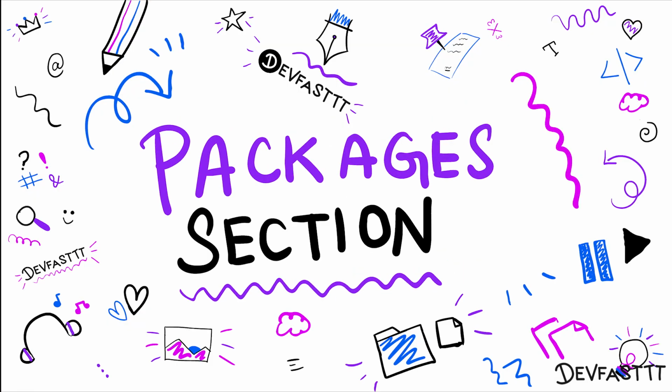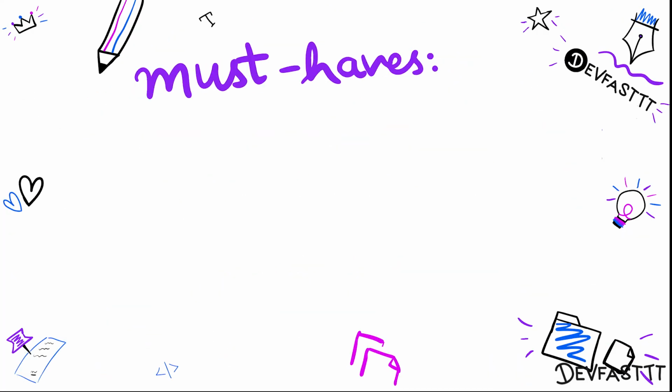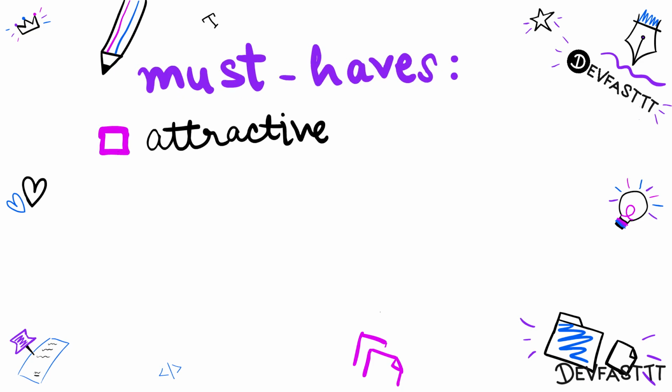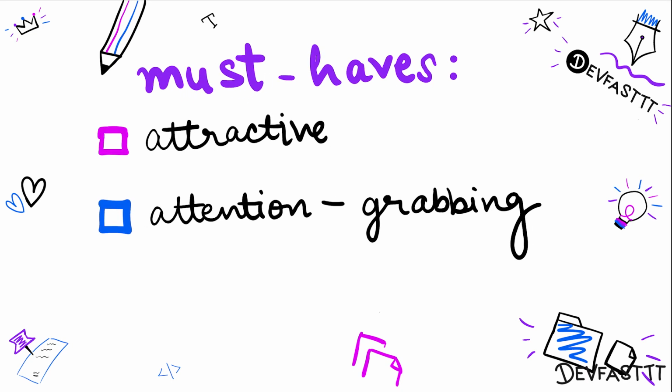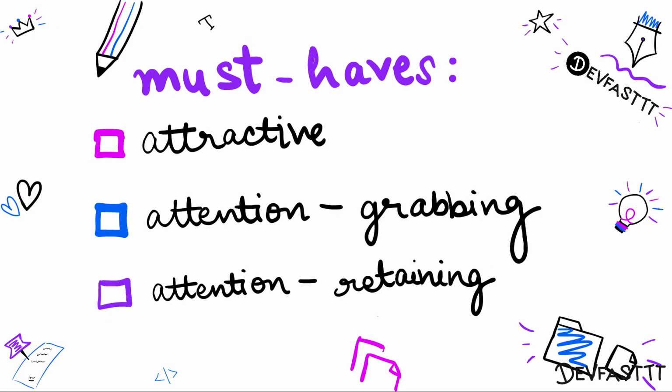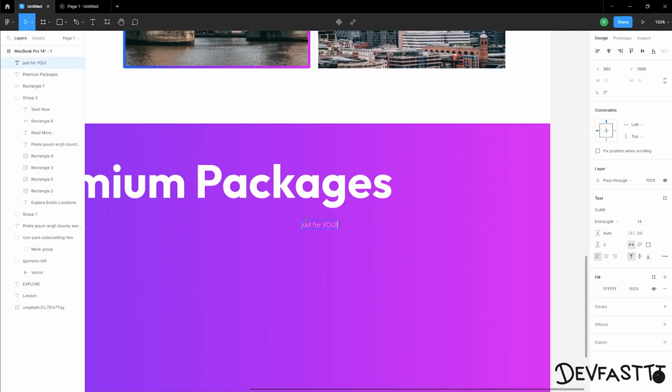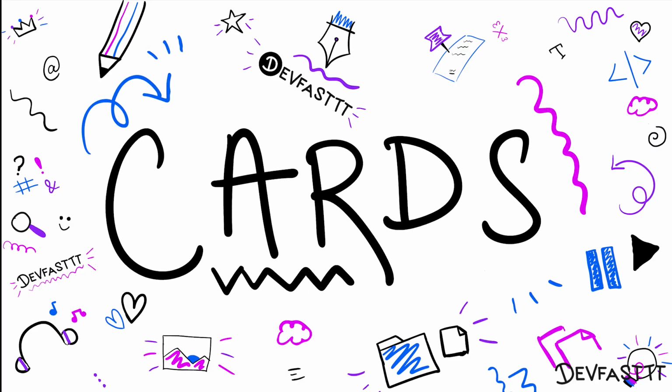Next section we're making today is the packages section. This section needs to be as attractive as possible because this is where the user is making a purchase, and this is exactly where we want to draw the user's attention and keep it for a prolonged period of time. I'll add a primary heading, and you can also add a subheading if you want. This brand has different packages and schemes. We want to construct this using cards.